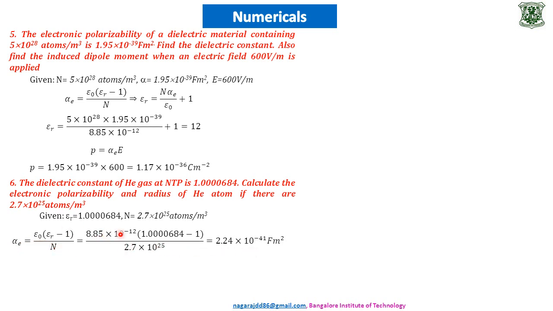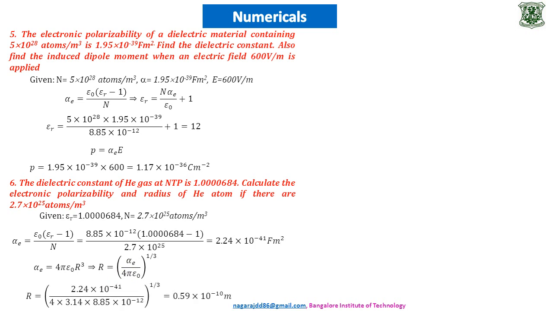Substitute for epsilon naught, epsilon r and then n. So we get alpha E as 2.24 into 10 power minus 41. Then we have another equation for alpha E in terms of radius. So rearrange, radius is equal to alpha E divided by 4 pi epsilon naught whole to the power of 1 by 3. Then substitute for alpha E and epsilon naught, you get radius of the helium atom as 0.59 into 10 power minus 10 meter.